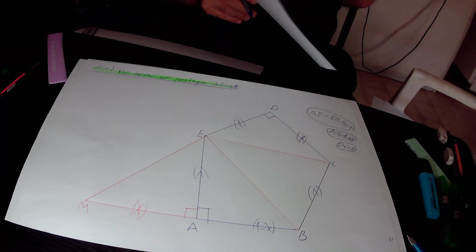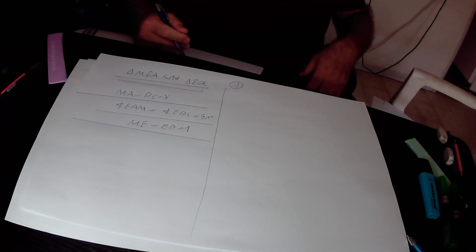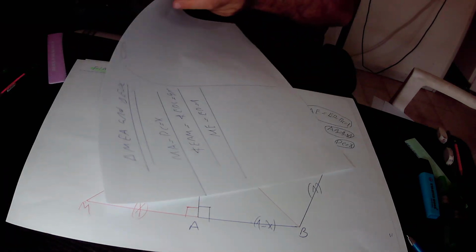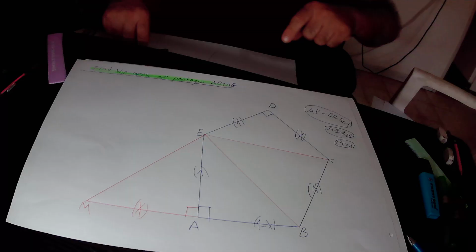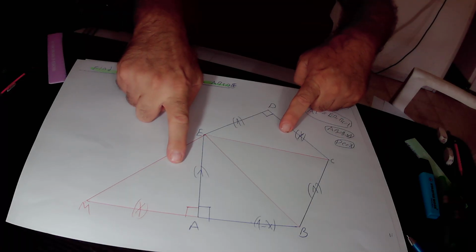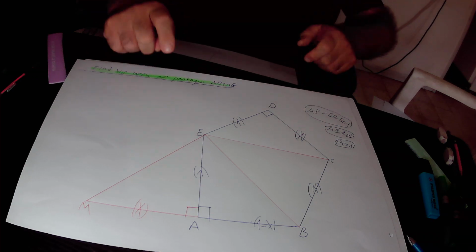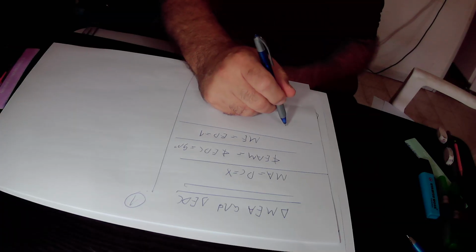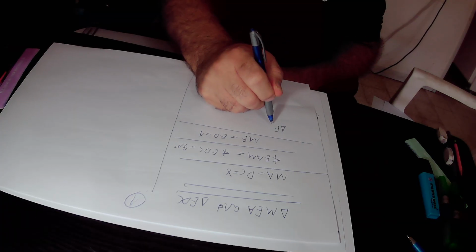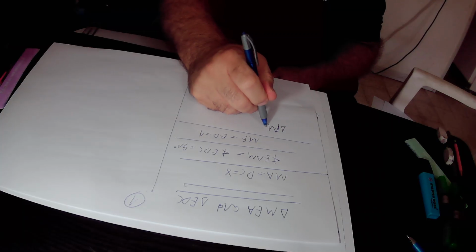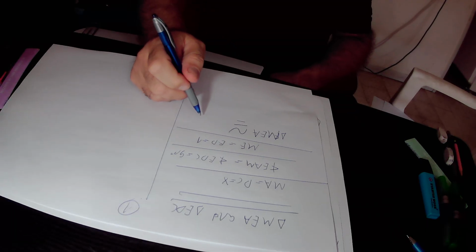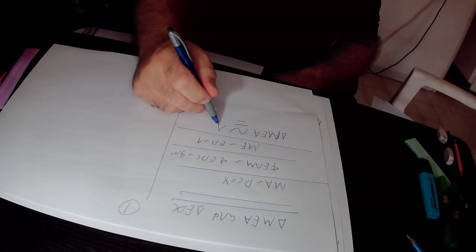Again, side ME of the right triangle MEA is equal to side ED in the right triangle EDC. They are both equal to 1 and therefore they are equal to each other. So we prove that those two right triangles can go into each other according to the side angle side rule. So I write it down. So we prove that the right triangle MEA can go into the right triangle EDC.